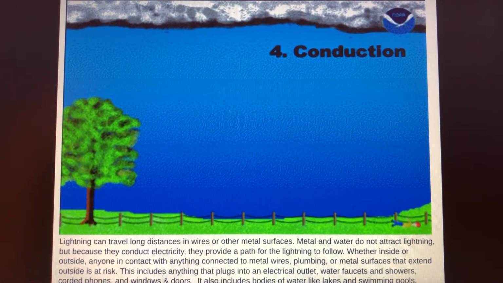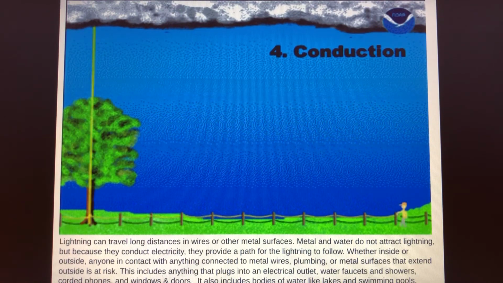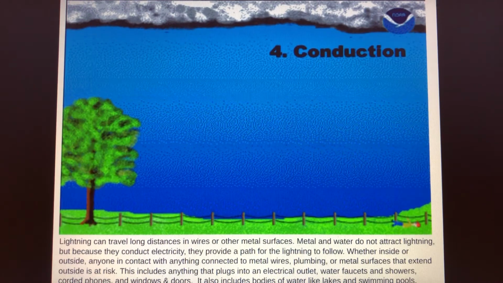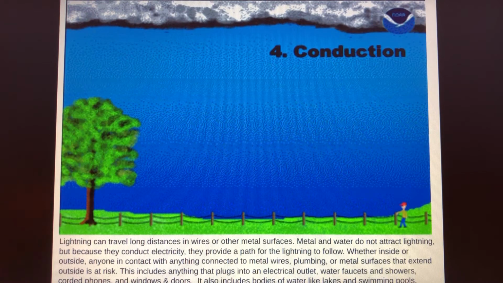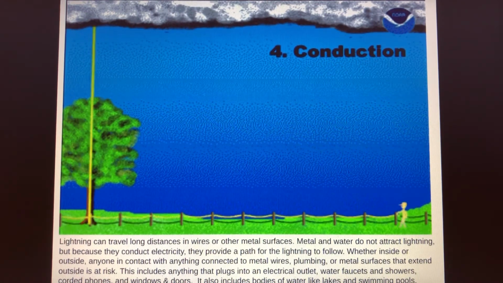So when there's a lightning strike, don't touch anything that plugs into an electrical outlet. Don't touch water faucets, showers, corded phones, windows, doors, anything like that. Don't be in a body of water because water conducts electricity. If the lightning hits the water, it is going to race through all the molecules in the lake or the pool that you're in.